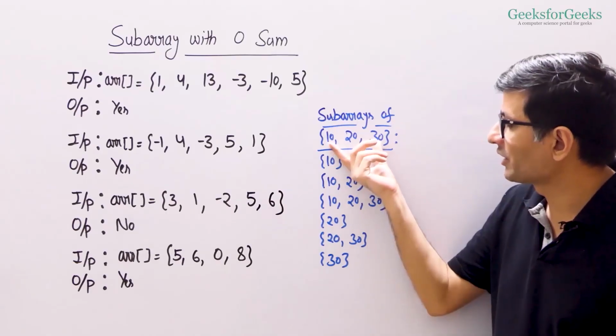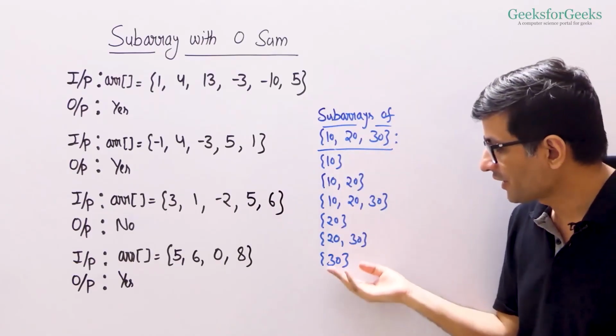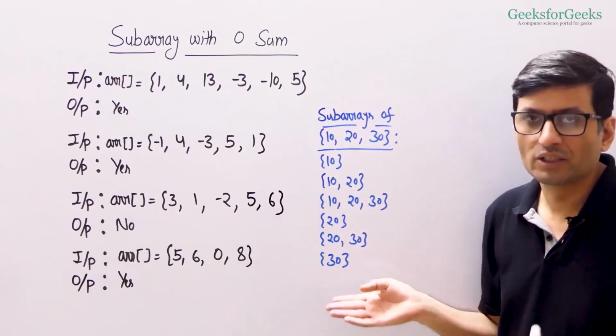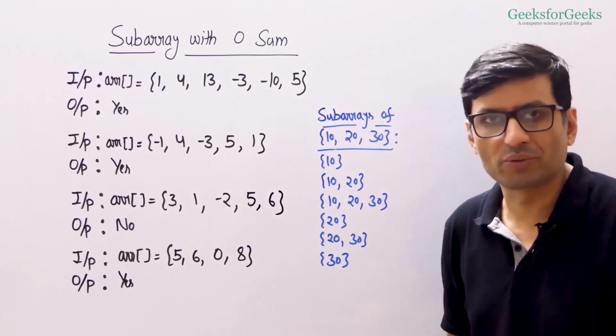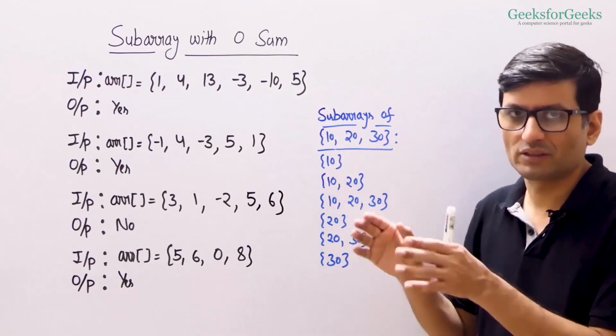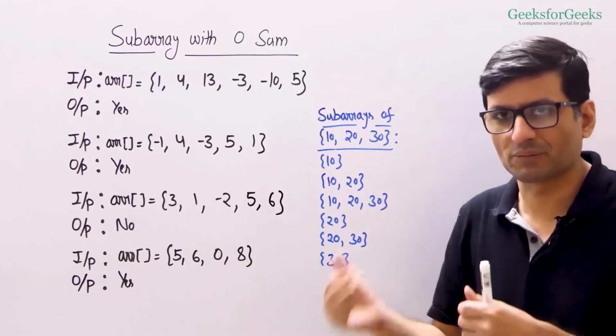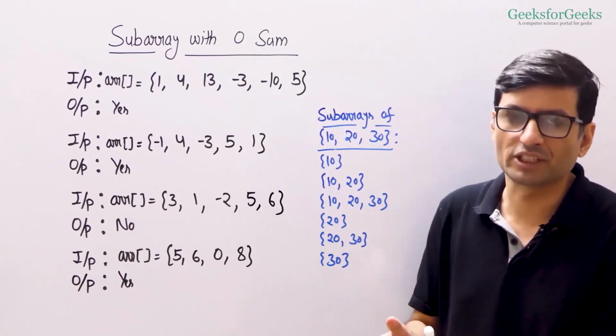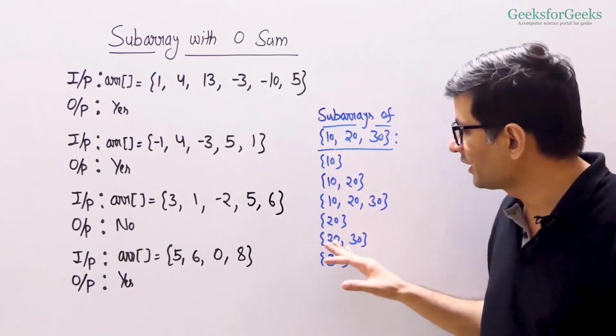Sub-arrays of 10, 20, 30 are 10, 10, 20 and so on. These are all sub-arrays. Please note that sub-array means contiguous elements. For example, 10, 30 is not a sub-array because 20 is missing, right? We can't skip some elements. We need to pick contiguous elements only. So now we understand sub-array.